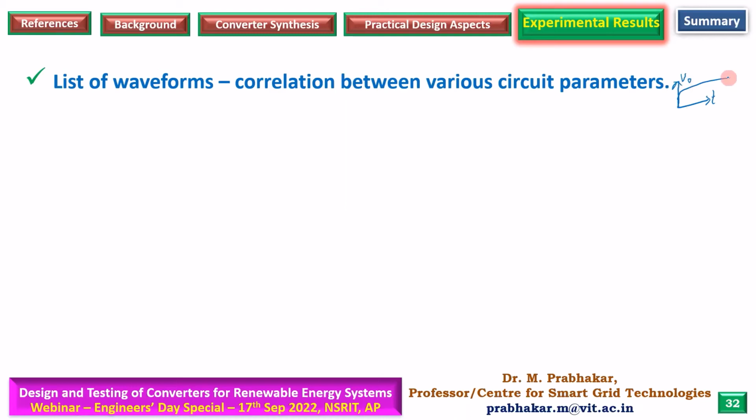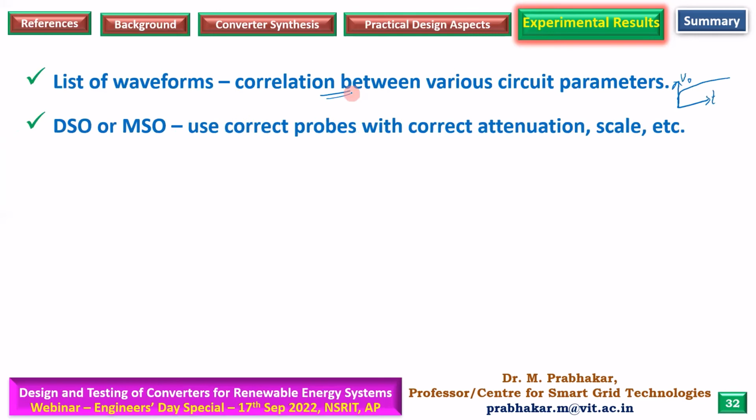You will never understand where it came from. What is the input voltage? What is the gate pulse? What frequency is the gate pulse? Such things will never be there. So avoid that. You have to have a correlation between various circuit parameters. Okay, that is one thing that you need to understand.